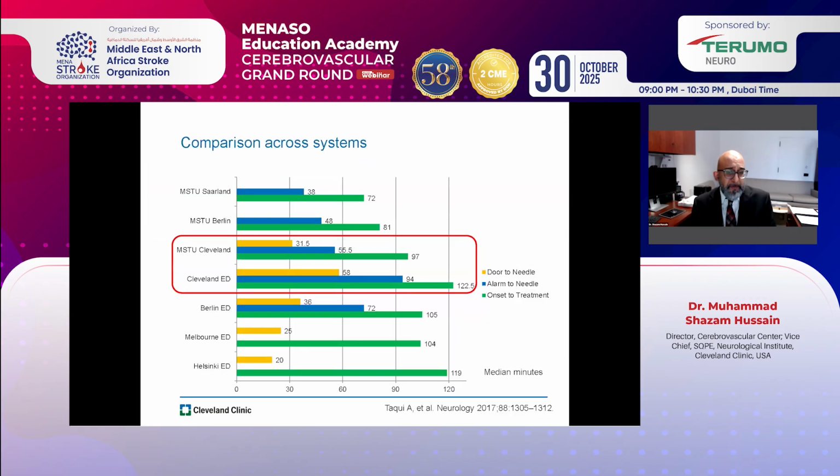I really, really love this graph. This was a paper by one of our fellows back in 2017, where we looked at that pilot phase, again, that first 100 patients that we treated. And you can see that compared against our Cleveland emergency rooms, we certainly did much better than that.